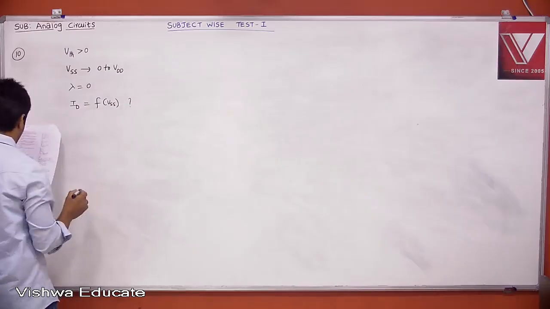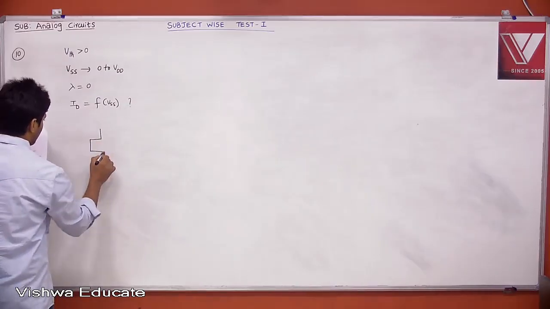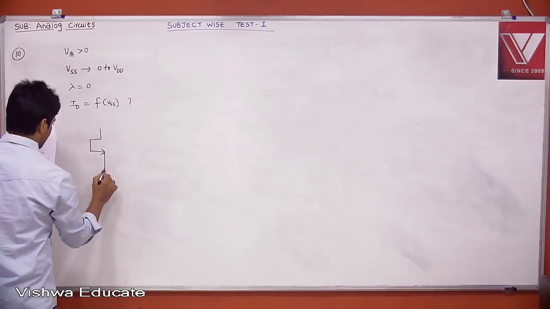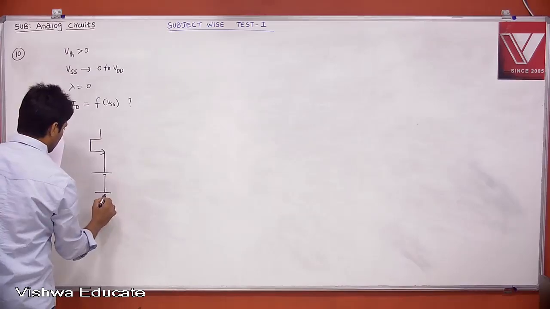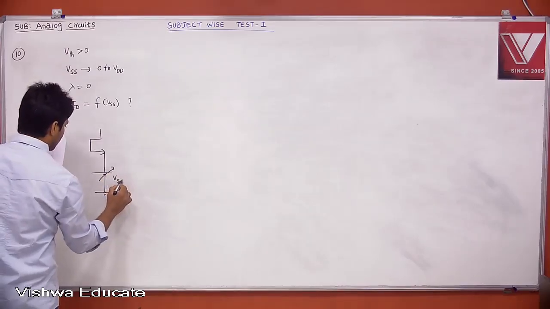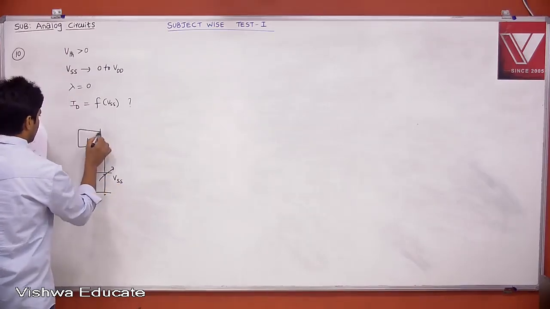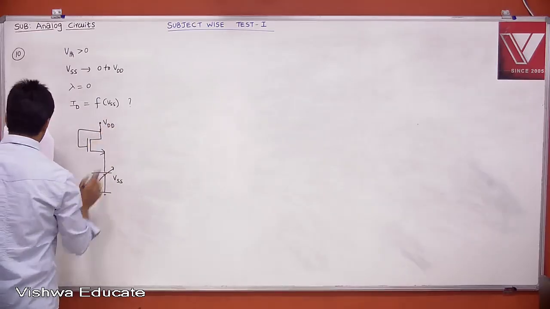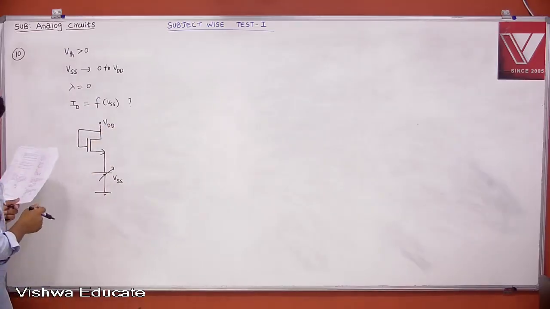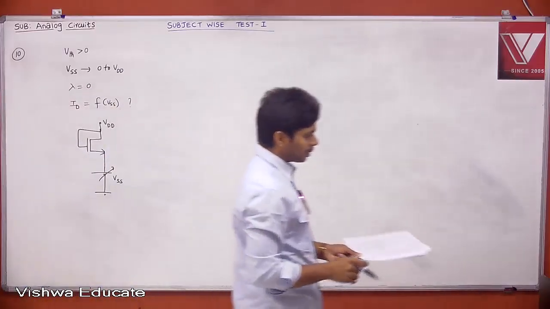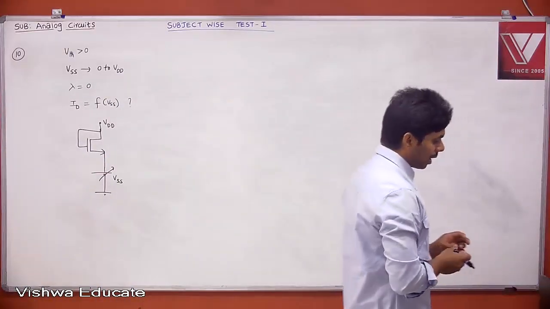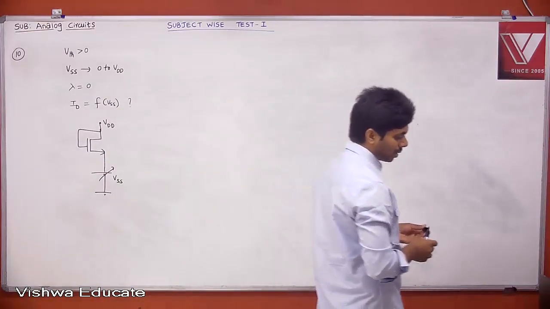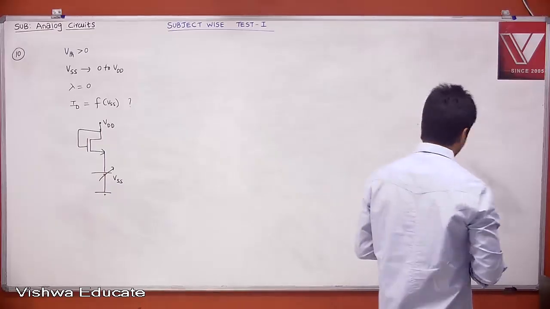That is the problem. This is the circuit, this is the battery, and this is your VSS that is varied, and this is your VDD. Now, very simple. I think this is straightforward. We have all 4 options, like curves of ID with respect to VSS.